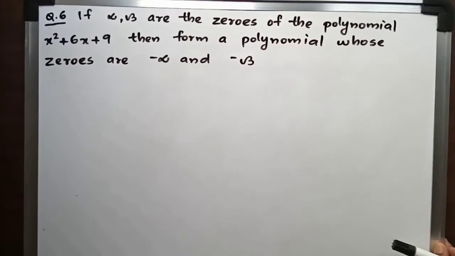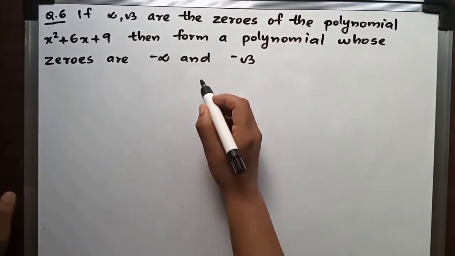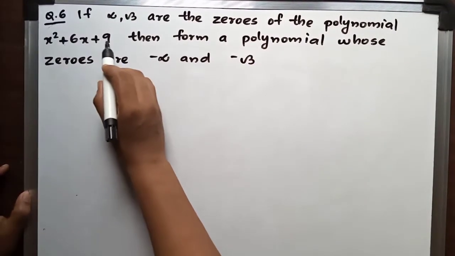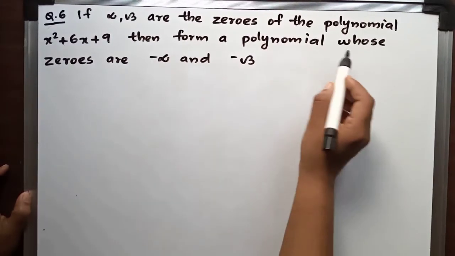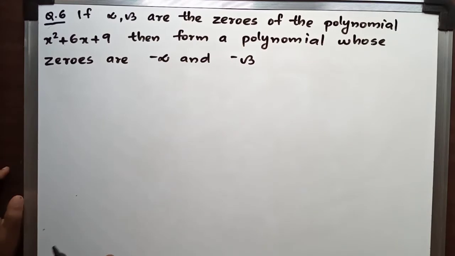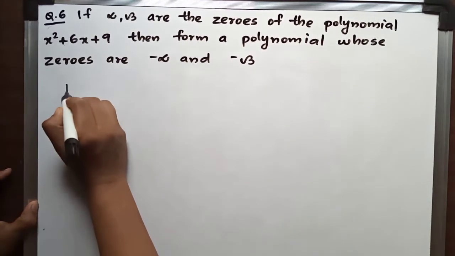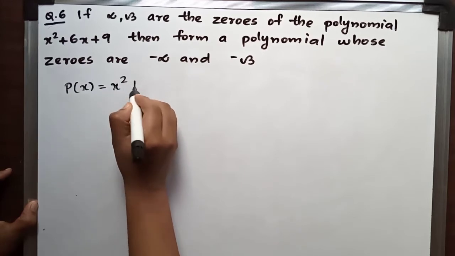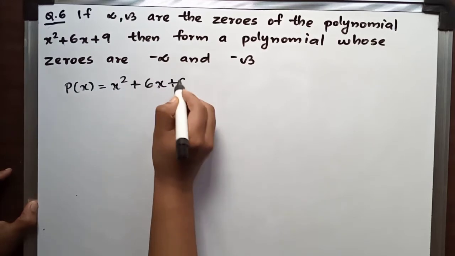This is our sixth question. If alpha and beta are the zeros of the polynomial x square plus 6x plus 9, then form a polynomial whose zeros are minus alpha and minus beta. Anyways, the given polynomial can be taken as p of x. It is given as x square plus 6x plus 9.